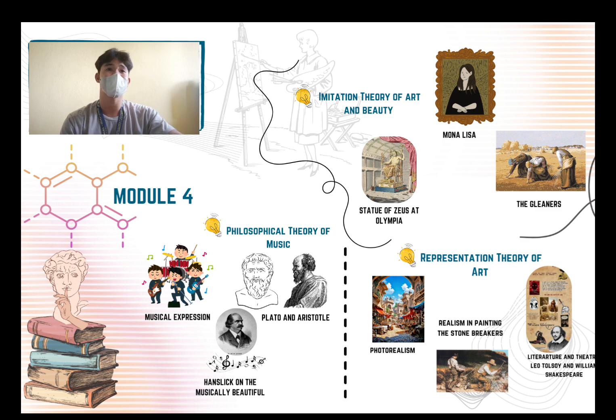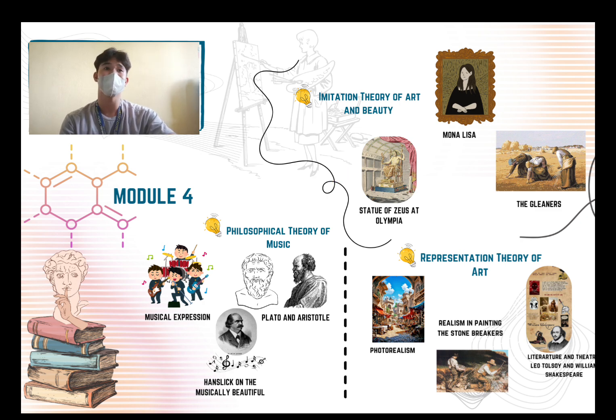The first one is the Statue of Zeus at Olympia. The Statue of Zeus at Olympia is a classical sculpture created by Phidias, and this sculpture aims to show the ideal proportions and beauty of the human body according to the standards of their time.